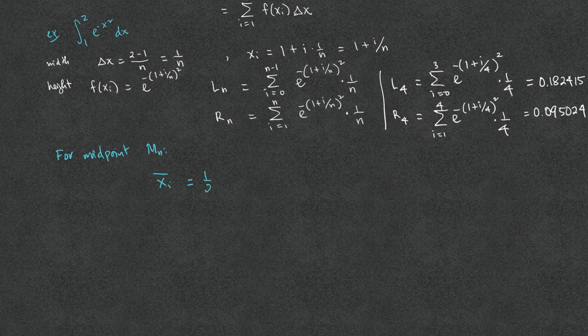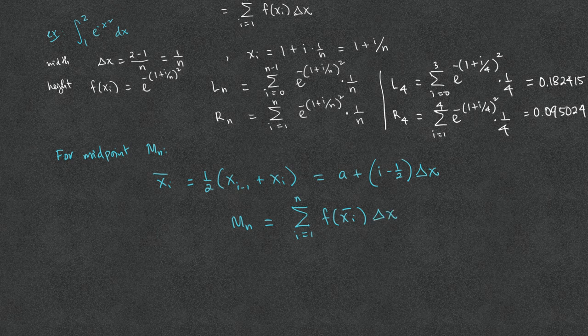For the midpoint Mn, the delta x is still b minus a over n, but the midpoint xi bar is 1/2 of x sub i minus 1 plus xi, although this is not useful. A useful one to set up the sum is a plus i minus 1/2 times delta x. The midpoint estimate Mn is approximately the sum as i goes from 1 to n of f of xi bar times delta x, where delta x is the width and f of xi bar is the height using the midpoint, where the midpoint xi bar is a plus the quantity i minus 1/2 times delta x.